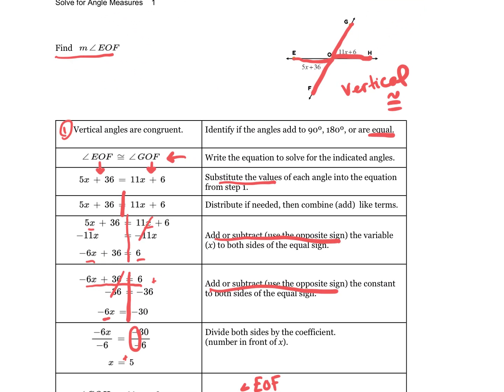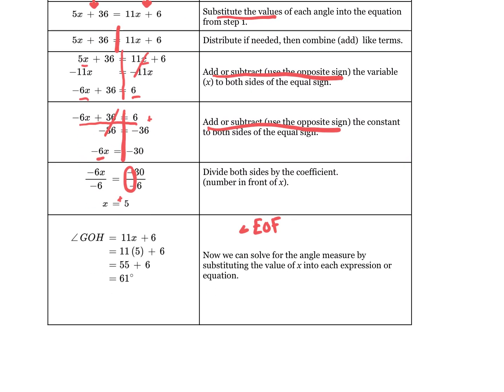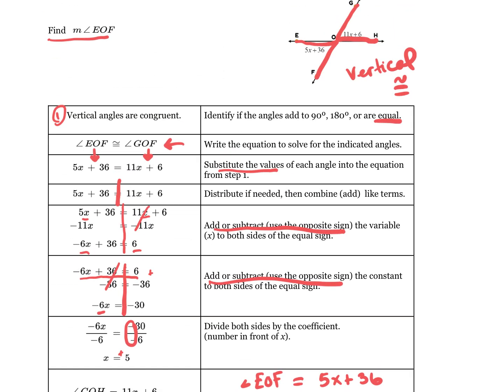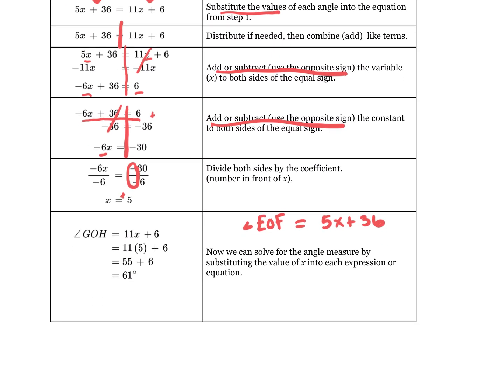So the expression for EOH was 5x plus 36. So EOH is 5x plus 36, I think. Let me double check that. Yep, 5x plus 36. So when I substitute in my value of x, which is 5, I'm going to do 5 times 5 plus 36. 5 times 5 is 25 plus 36 equals 61 degrees.